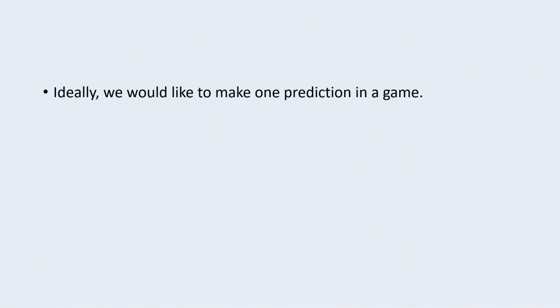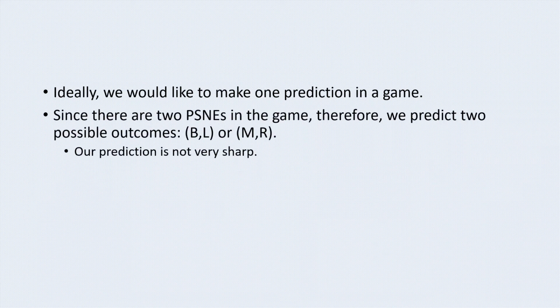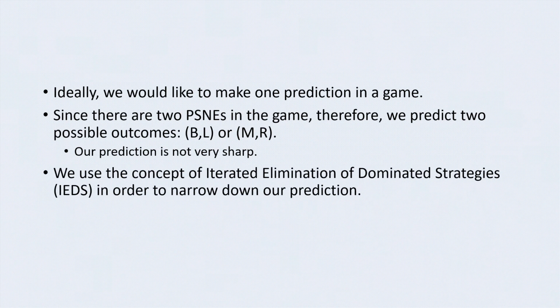Ideally, we would like to make only one prediction in a game. Now, since there are two pure strategy Nash equilibriums in the example that I showed you, in that game we predict two possible outcomes, BL or MR. Hence, it is as if our prediction is not very sharp. We therefore use the concept of IEDS in order to narrow down our prediction.